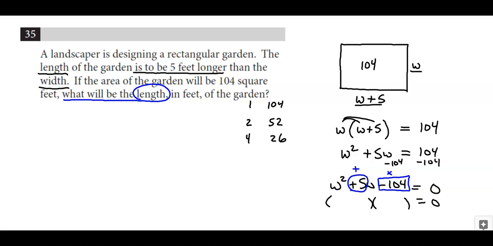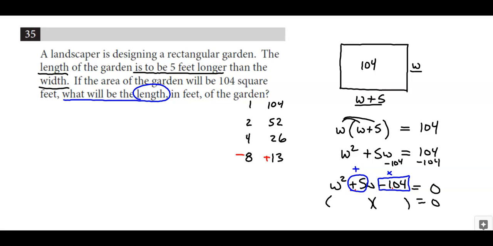5 doesn't go in there. 6 doesn't go in there. 7 doesn't go in there. 8 goes in there. So 8 goes into 104, 13 times. There's our combination. I can get a 5 out of that. So here we go. I needed to multiply to make a negative number. I needed to add to make a positive. So my positive has to be bigger.